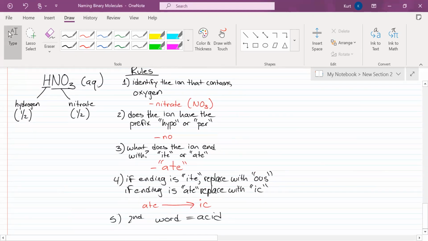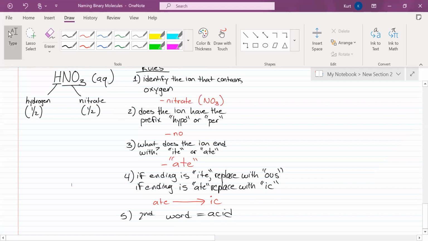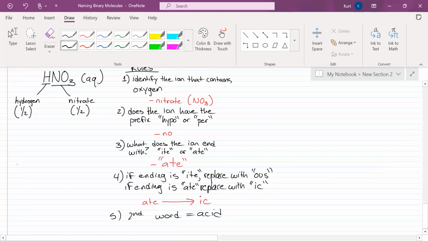Identify the ion that contains oxygen. Well, that's going to be nitrate, NO3. Does the ion have the prefix hypo or per? No, it doesn't. What does the ion end with? ITE or ATE? It ends with ATE. Nitrate. If it ends with ITE, replace it with OUS. If it ends in ATE, replace it with IC. So instead of saying nitrate, we're going to say nitric. And then the final part, the second word is just acid. So what would the name of HNO3 be? Nitric acid.